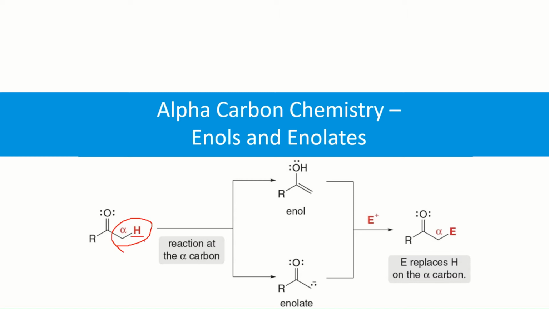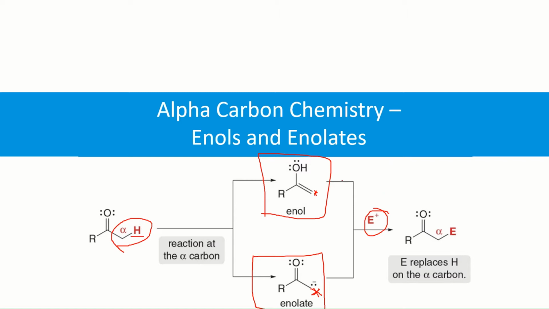So it can be deprotonated under acidic conditions to give an enol, or under basic conditions to give an enolate. In both cases, we have a nucleophilic carbon, which can then attack an electrophile. So think of the electrophiles that you've previously encountered, and herein this will be attacked by enols and enolates.